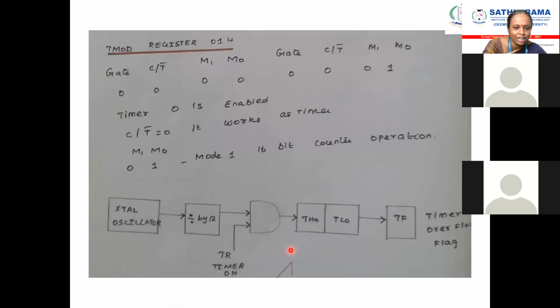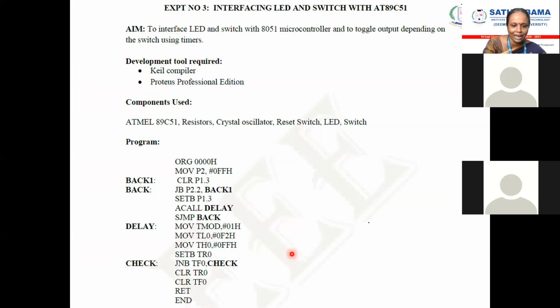Now you go to your time delay program. I think you have understood that. TL, F2, FF. Why did I put TL0, TH0? TL0, TH0 means what? That is for timer 0. Now, how to create the time delay in the program? SETB TR0.